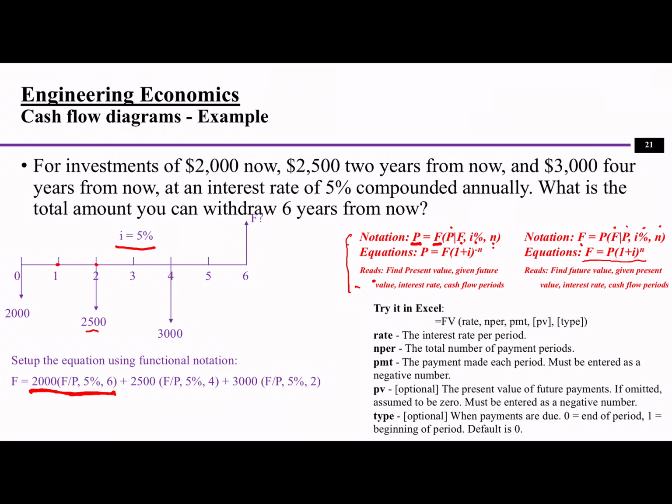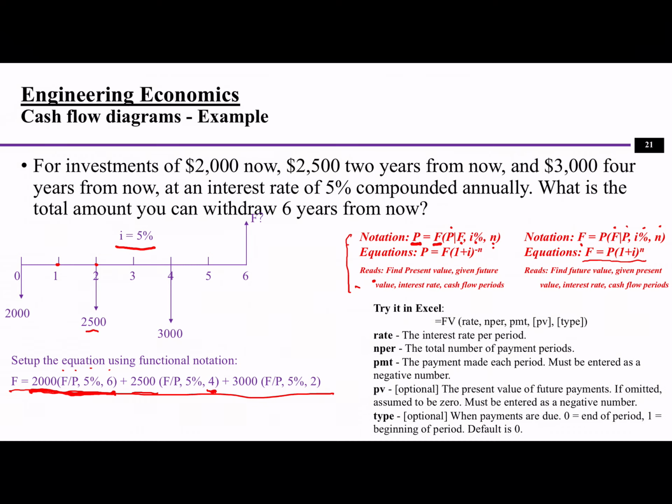For finding the future value, the equation is P times 1 plus interest rate to the power of n. It reads: find future value given present value, interest rate, and the number of periods. Now that we understand this, come back to this equation. The first $2,000 converted to the end of 6 years: we want to find the future value given the present value, which is 2,000, the interest rate of 5%, and the number of periods.